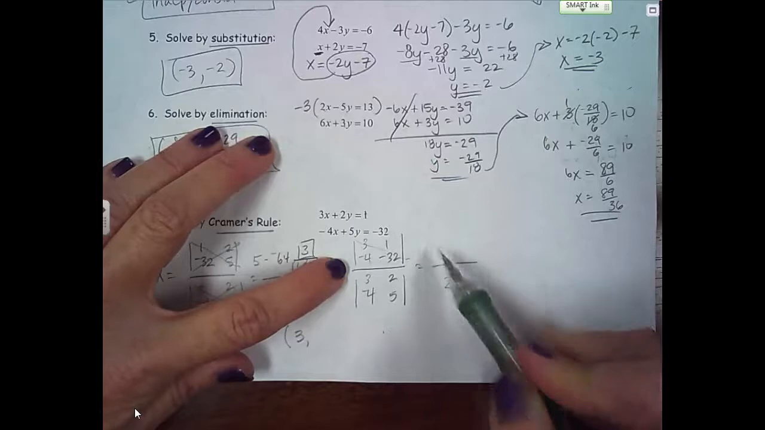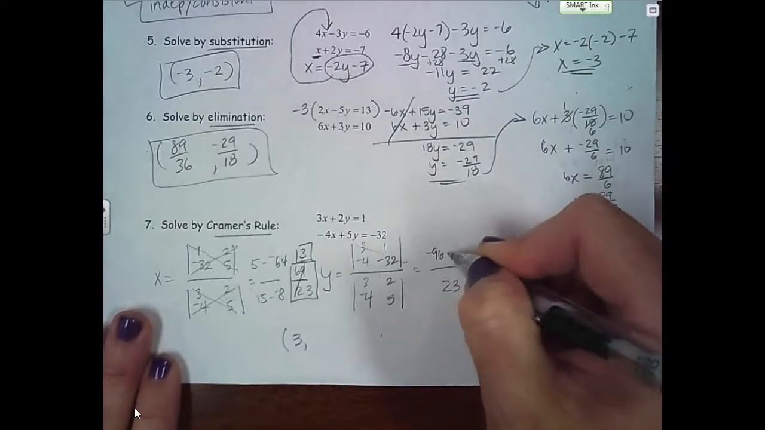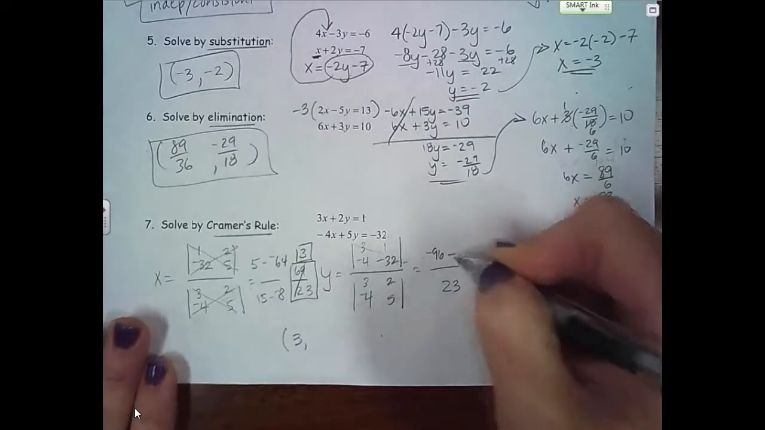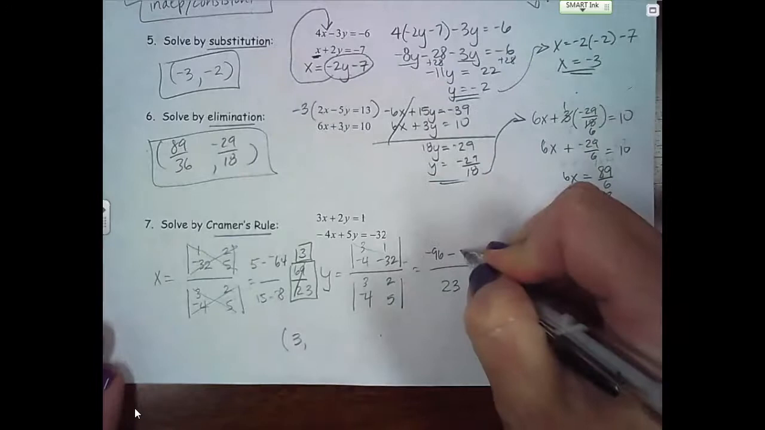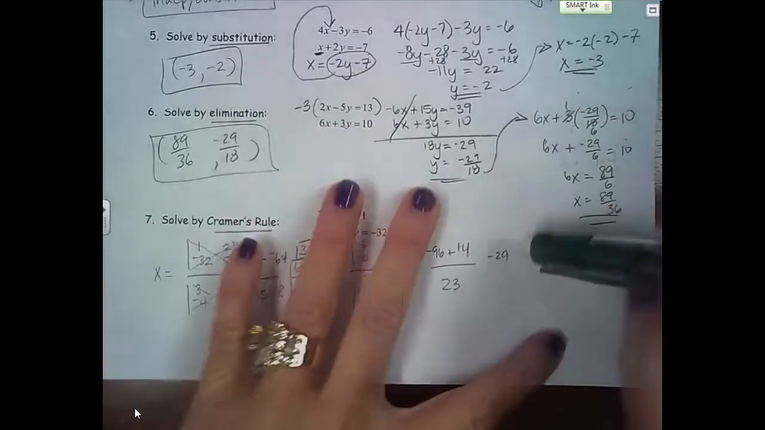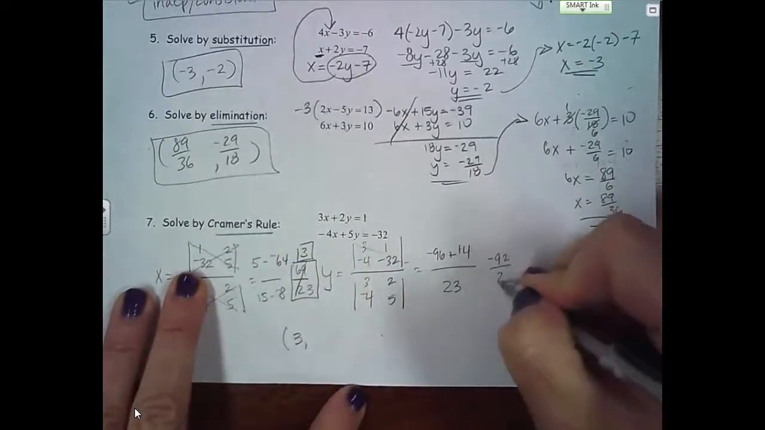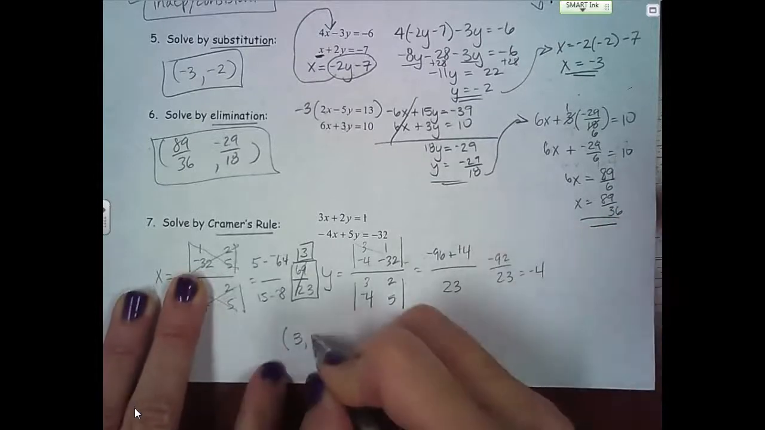So 3 times negative 32 will give you negative 96 minus negative 4 times 1. That's negative 4. So you're actually adding. So you end up with negative 92 over 23, which is negative 4.